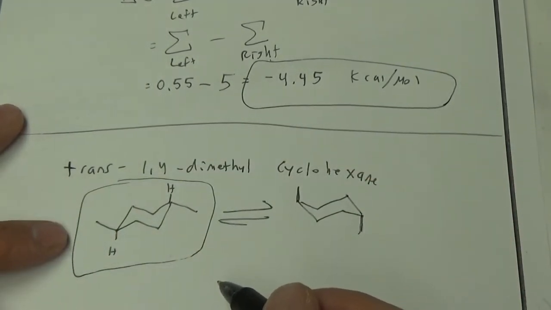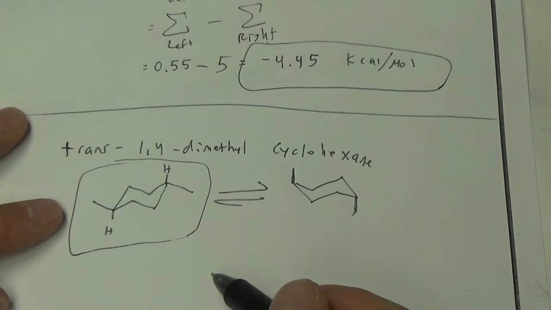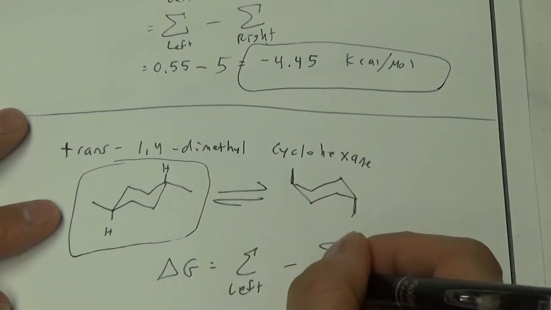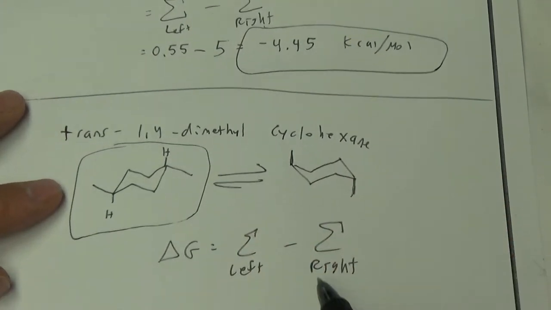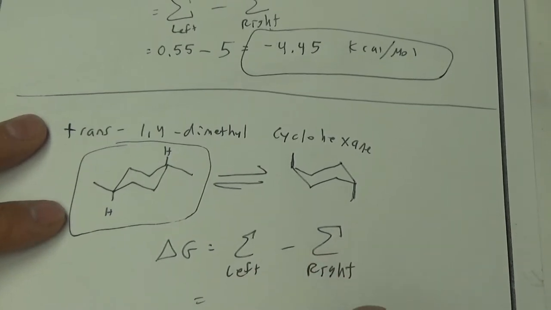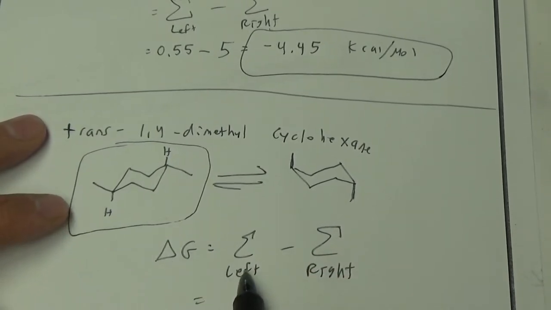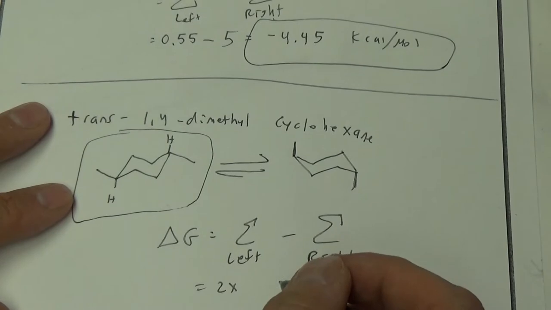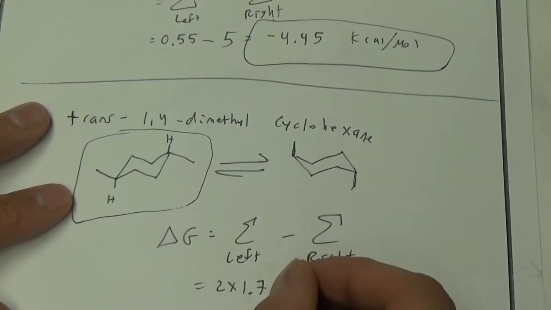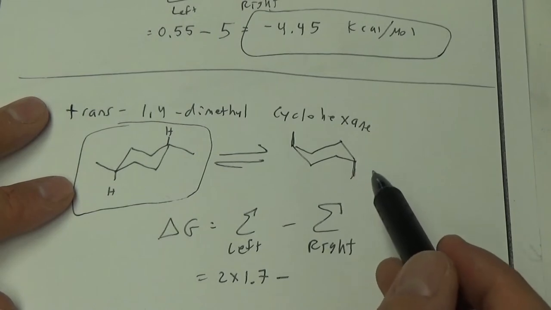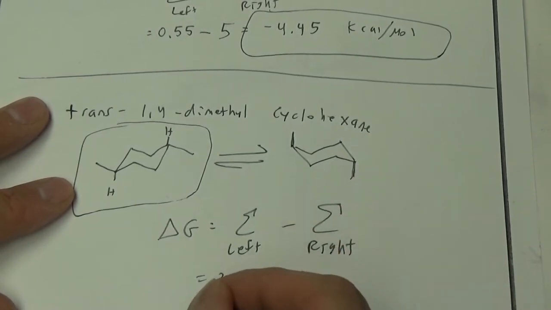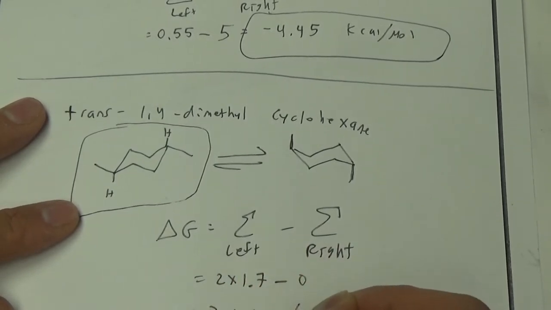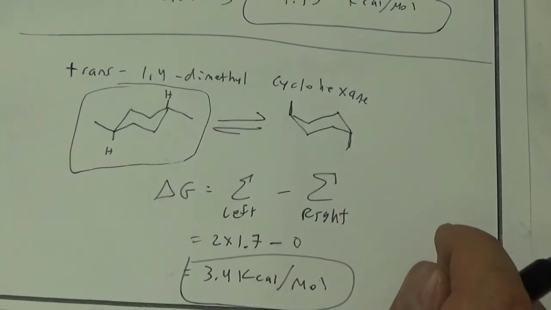And is delta G going to be positive or negative if it's left favored? Probably going to be positive, right? Delta G equals some left minus some right. Those are the delta G values. And for methyl, it's 1.7. So the sum of everything equatorial on the left, we have two of them, so it's 2 times 1.7, minus the sum of everything equatorial on the right, which is 0. Okay, so it's 3.4 kilocalories per mole. Very cool.